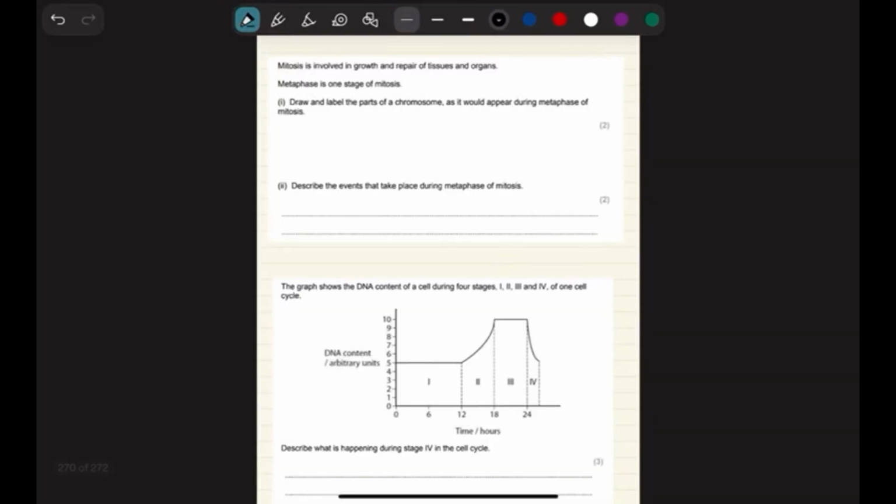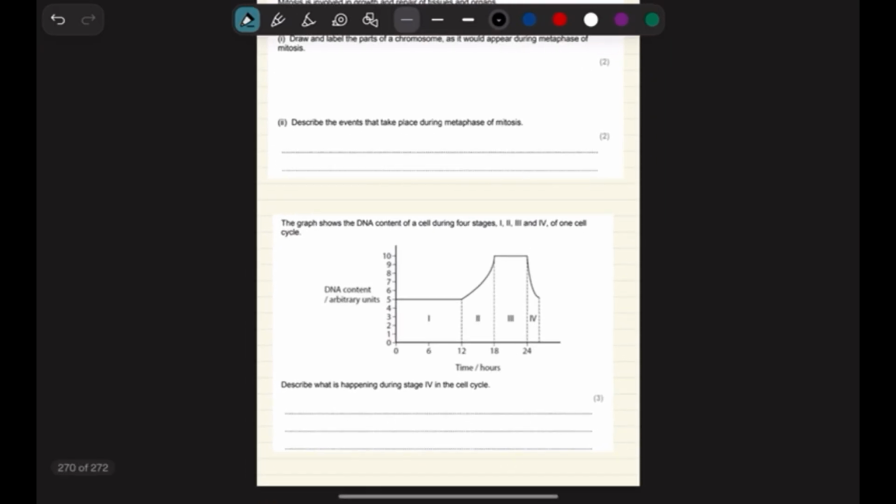And I believe it's question time now. So we've got questions here to do. First one, you're looking at metaphase in mitosis, drawing a diagram of a chromosome, and then also describing what happens. The next one, that graph we just talked about, I just want you to describe what is happening in stage 4. So pause the video, have a go at these.